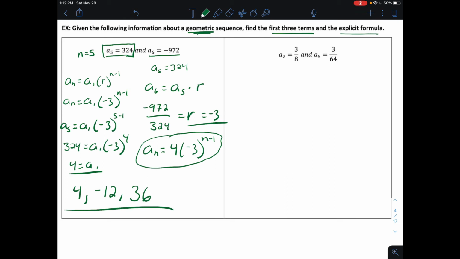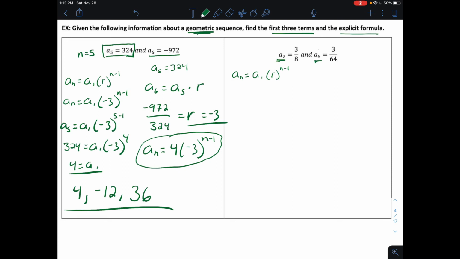Now let's look over here on the right-hand side. I'm given 2 random terms again. I'm given 2 non-consecutive terms, the second term and the 5th term, and let's figure out what the explicit formula is, and then we'll worry about what the first 3 terms were. So we're going to do a little different approach. The explicit equation for a geometric sequence is a_n is equal to a_1 times r to the n minus 1 power. Well, we're given a_2 and a_5.